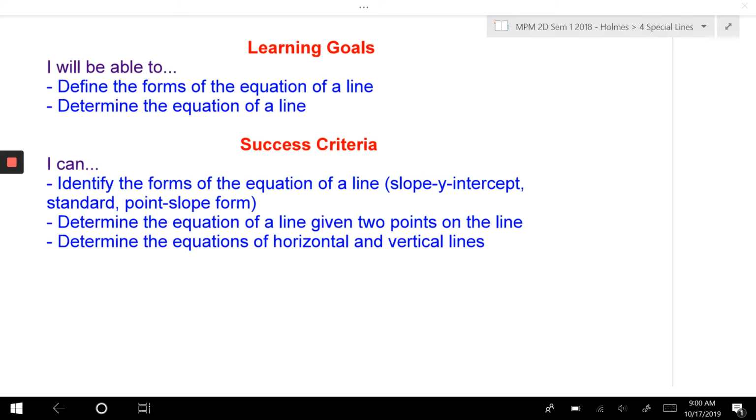So our goal today is just to review what we saw in grade 9 with the equations of the line. Last year we saw that there were three different types of an equation of a line. So we'll just redefine those, the three forms. And then we want to determine the equation of a line. We'll be given some information and we'll be asked what the equation of that line is.